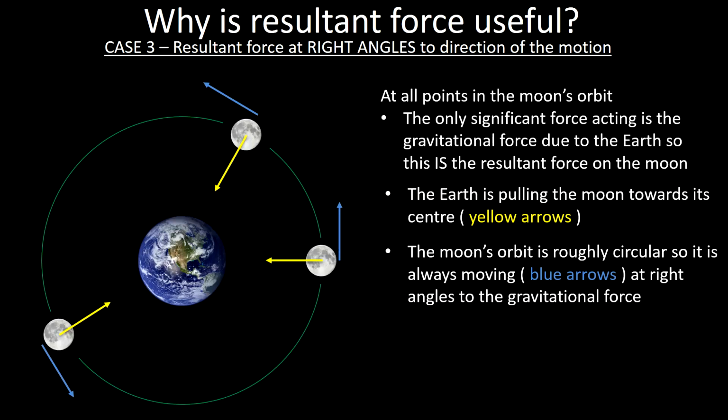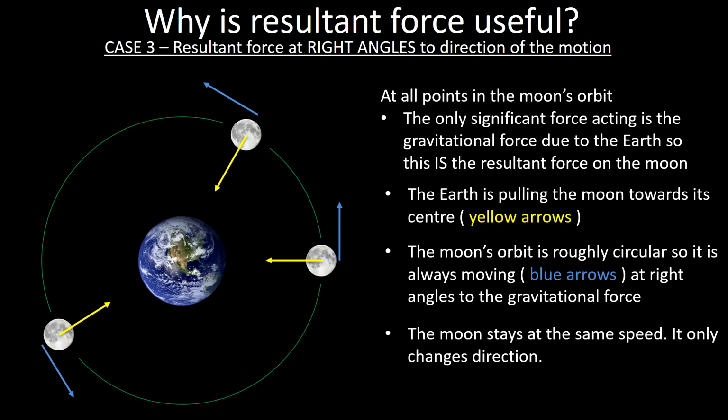And you can see that at every point around its orbit, the blue arrow showing its motion is at right angles to the yellow arrow showing the resultant force. When you have the resultant force at right angles to the direction of motion, then there's no change of speed, only a change of direction. So that makes sense. The moon orbits at a constant speed, right?